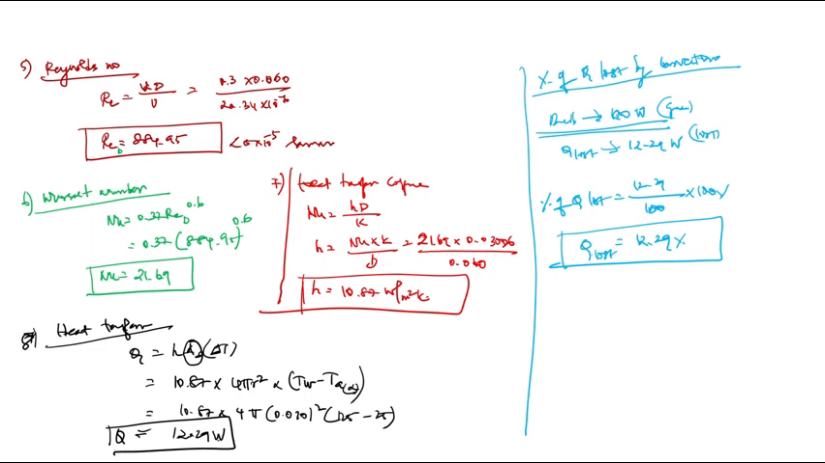Then air is blowing at the temperature of 25. This is a 100 watt bulb. So finally, heat loss by convection is equal to 12.29 percent, if the surface temperature is 125 and the air temperature is 25 degrees Celsius.